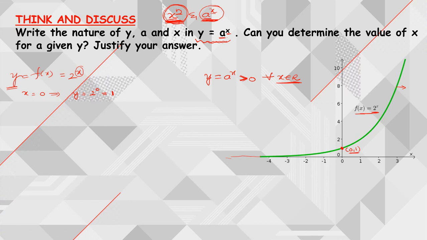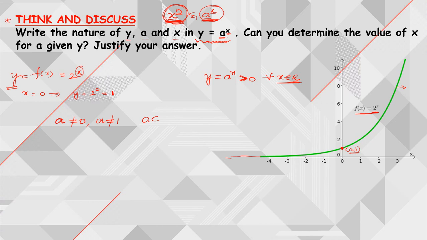Now we are given a question, so think and discuss in your textbook. So let us see that. Write the nature of y, a and x in y is equal to a power x. Now already we said that a is a fixed value, right? Since a is a fixed value, a cannot be equal to 0 and a will not be considered as 1. So a will not be taken as 0 and a will not be taken as 1. Other than that we can consider any value.